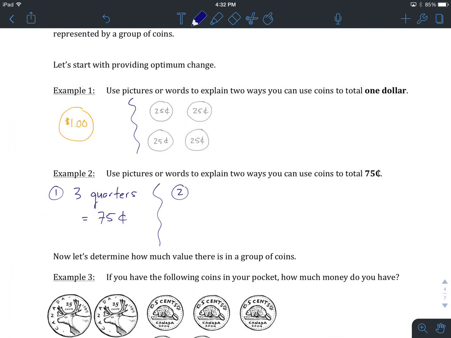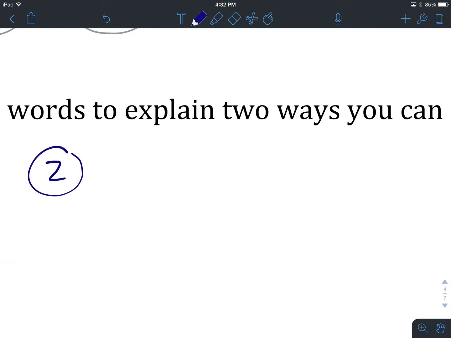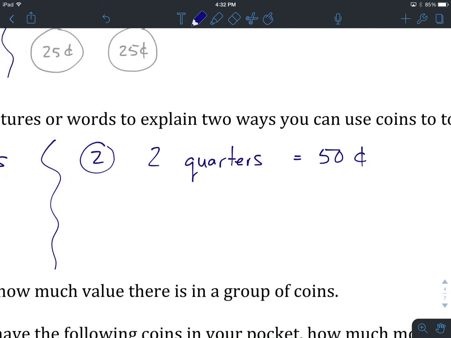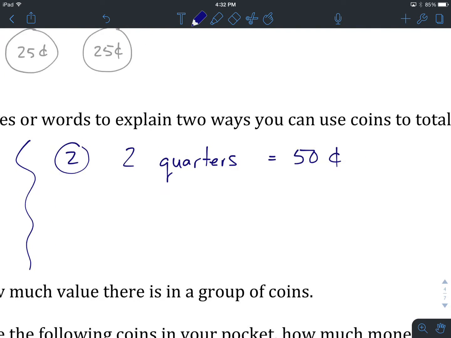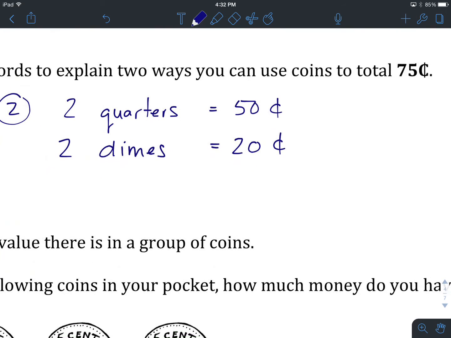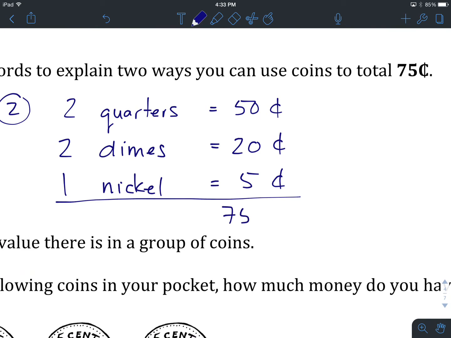That'll be okay. So I'm going to imagine that I had 2 quarters, and 2 quarters, that's going to give me 50 cents. I'm at 50 cents, I need to get to 75 cents. I can add 2 dimes to this. Dimes are each 10 cents, so 2 of them will give me 20 cents. So now I'm at 70 cents. Now I need 1 nickel, which will equal 5 cents. When I add all of those up together, I'm going to end up with 75 cents.